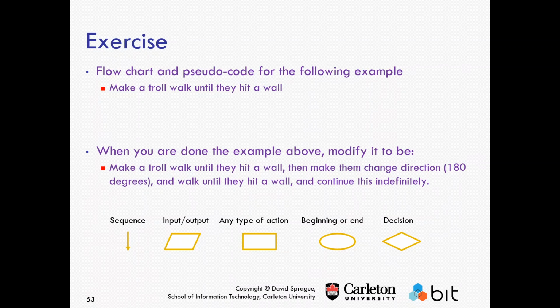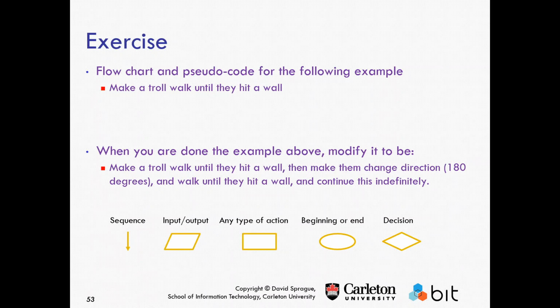So I would like you to make a flowchart. Take a break with the video in a second when I've finished explaining things. We're going to have a troll, and the troll is going to walk towards a wall until they hit the wall. When they hit the wall, stop. When you're done with that, I want you to try making a troll that is between two walls and pacing back and forth like they're on patrol, between two walls over and over and over again. How would I write that code?